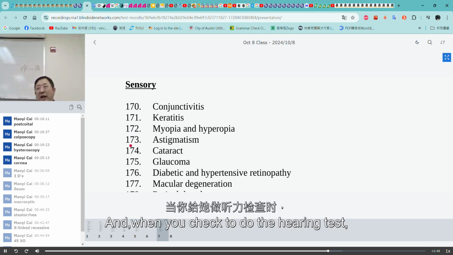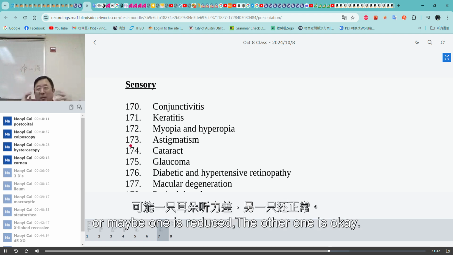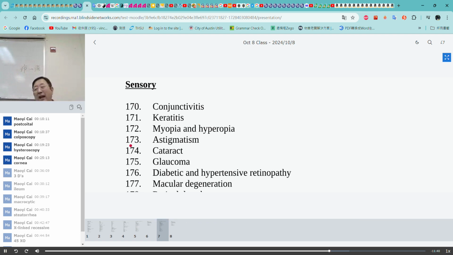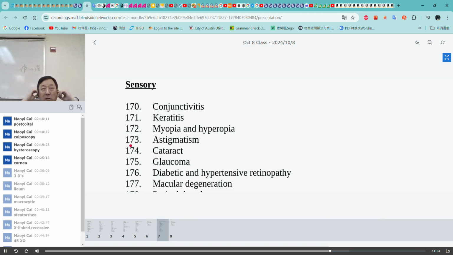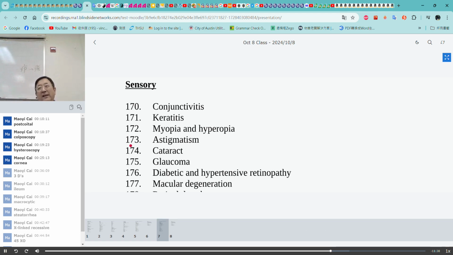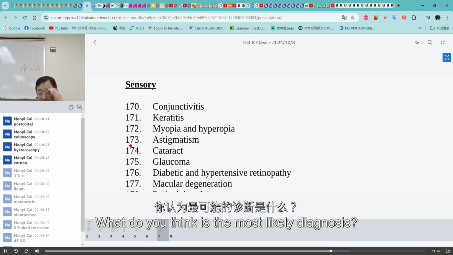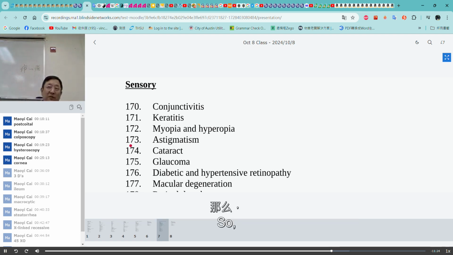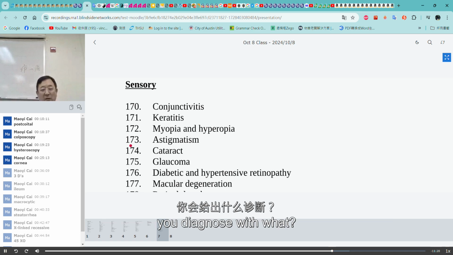And when you do the hearing test, you find out hearing is reduced, or maybe one ear is reduced and the other one is okay. Also, once in a while, the person feels there are metallic sounds in the ear, but there's really no stimulation. Then they ask you, based on those descriptions, what do you think is the most likely diagnosis? If you're quick enough to know those 3 features together, you diagnose with what?